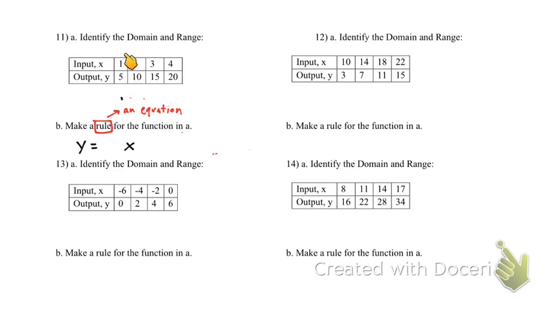So what you want to ask yourself, what can I do to my first input? What can I do to 1 besides adding that will give me 5? Okay? So think of it this way. Can I subtract something from 1 so that it equals 5?